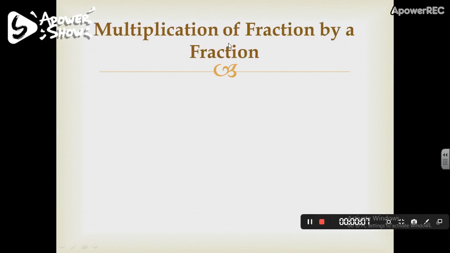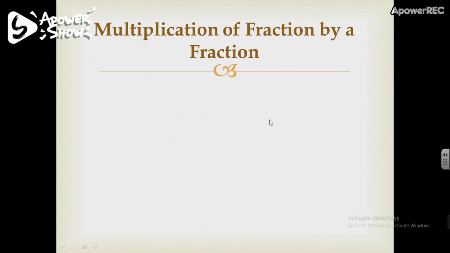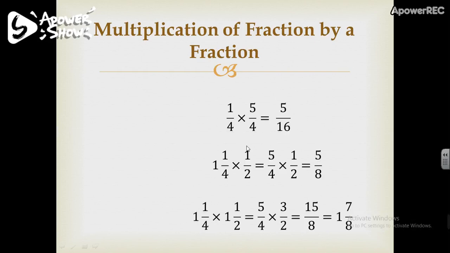Now the examples of multiplication of a fraction by a fraction. So here I am taking 3 examples. The first one, 1 by 4 multiplied by 5 by 4. So we have to multiply numerator by numerator and denominator by denominator. So 1 multiplied by 5 equals 5 and 4 multiplied by 4 equals 16. Here I am taking a mixed fraction and a proper fraction. So 1 1/4 equals 5 by 4 and 1 by 2. So we are multiplying 5 by 4 and 1 by 2. So after multiplication the result is 5 by 8.